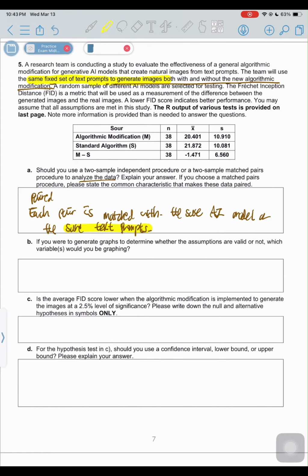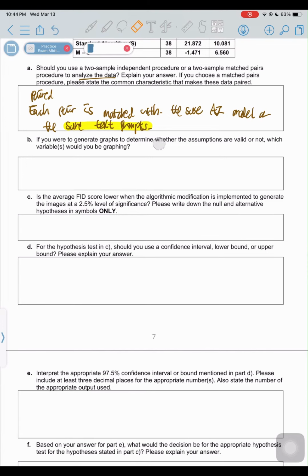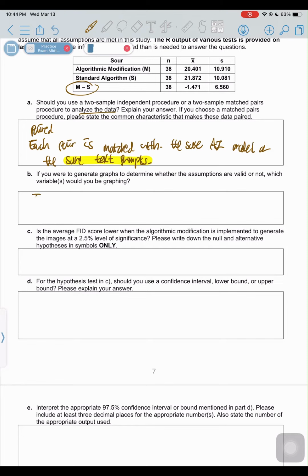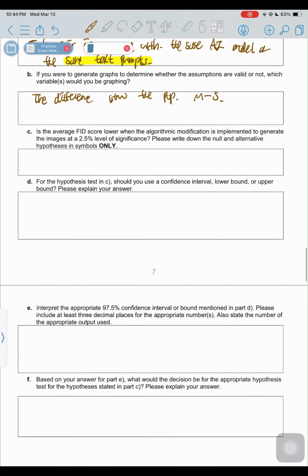And then, if you were to generate a graph to determine whether the assumptions are valid or not, which variables would you be graphing? If you want to check whether the assumptions are met, you can use the differences between the populations, which we are given in the last row. The difference between the populations is n minus s. We can use that to check the assumptions.